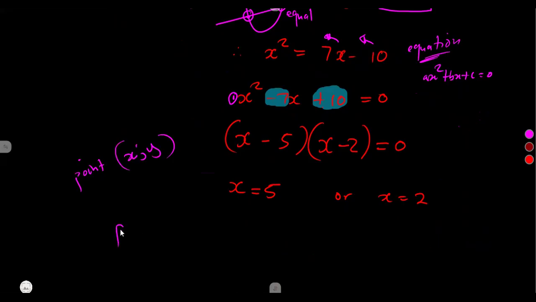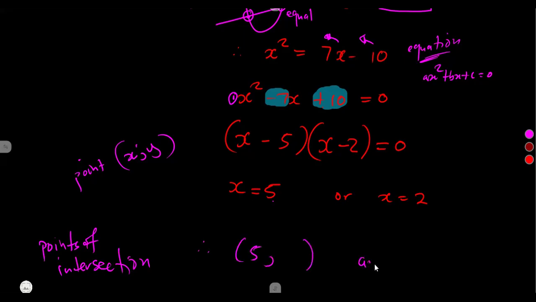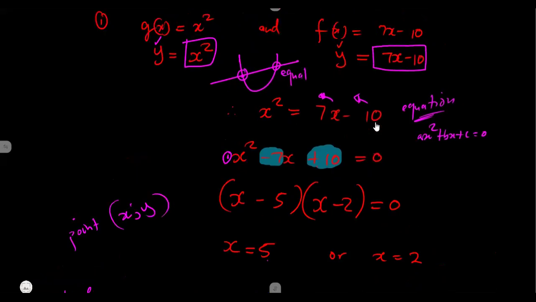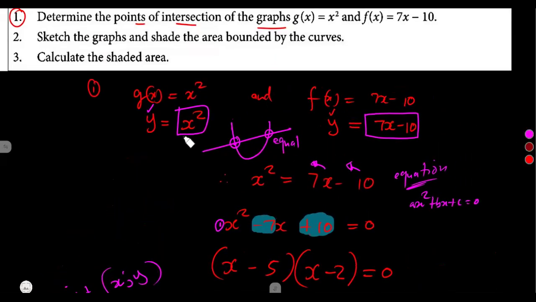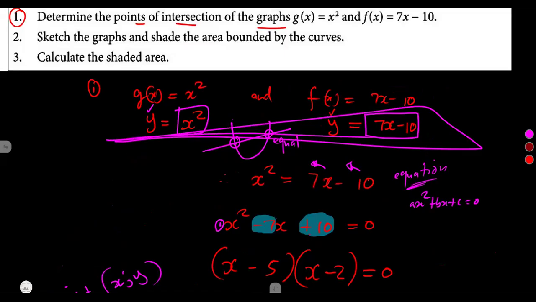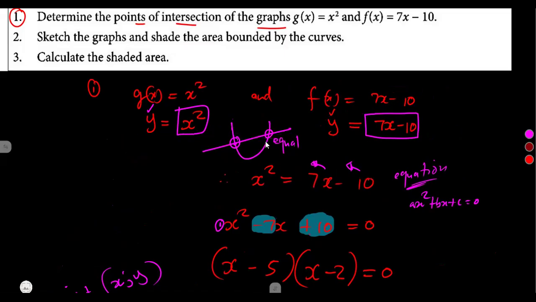So in this case, let's consider our points of intersection. So it means, therefore, we are going to have the first one, when x is 5, we must have the y value. And when x is 2, we must have the y value. So where are we going to obtain these values? By substituting in any one of these two equations. Because we are saying at these points of intersection, the two graphs are equal. They're equally the same.